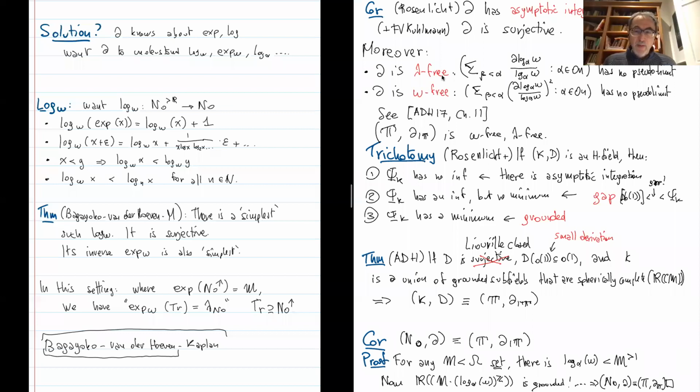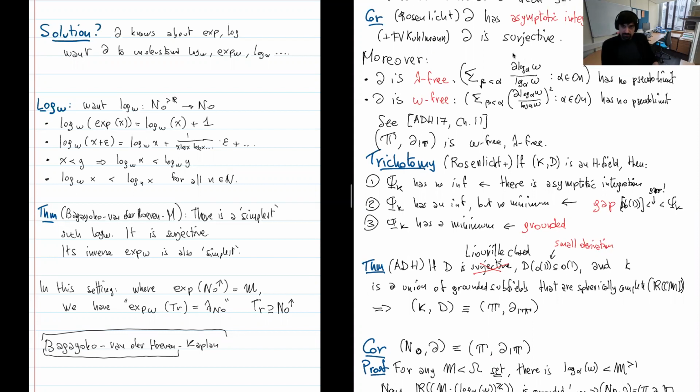But in the case of the surreals, in order to see that these sums do not have a pseudo limit, the easy thing to see is that it's a sum of monomials, right? If they were not monomials, it would not be as easy to see that they don't have a pseudo limit, right?